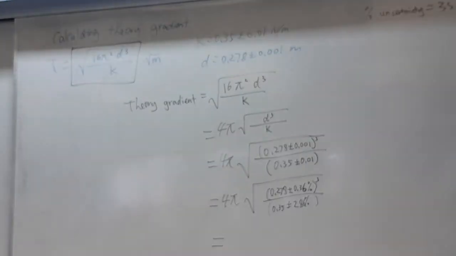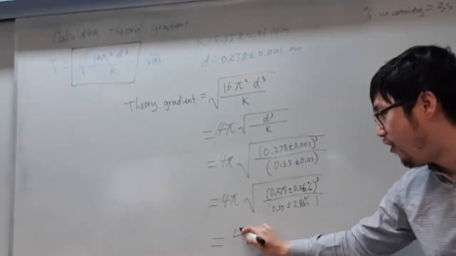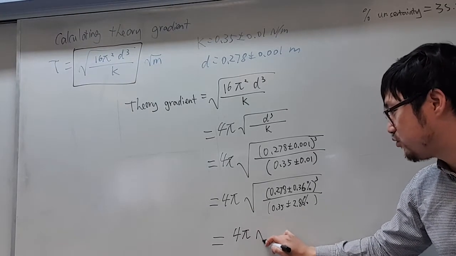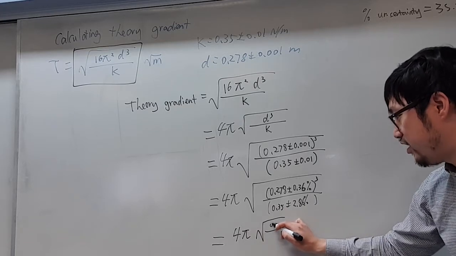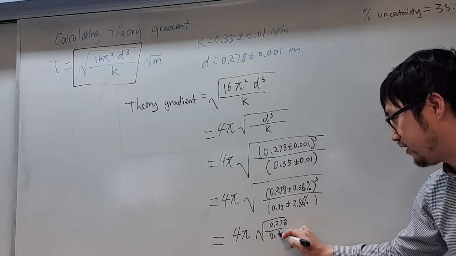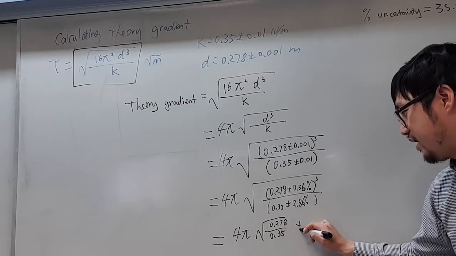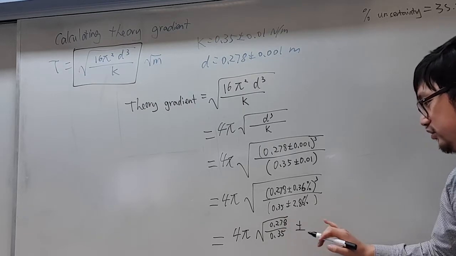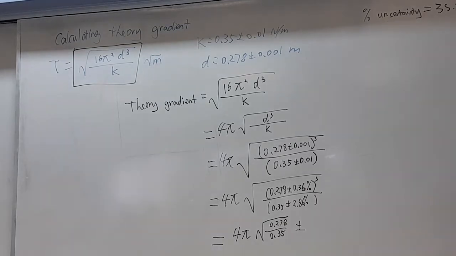The next step is very, very easy if you know how to do it. So it goes like this. 4 pi square root 0.278 divided by 0.35 plus minus your uncertainty. Okay? And then, yeah, so that's the thing. How do I figure out this uncertainty, right?